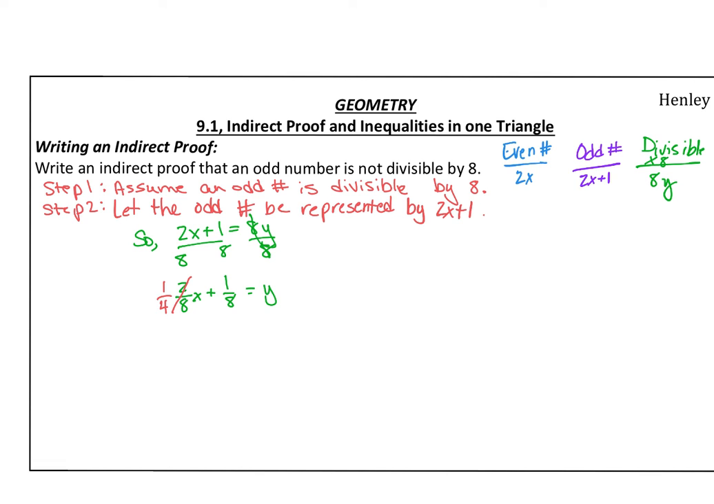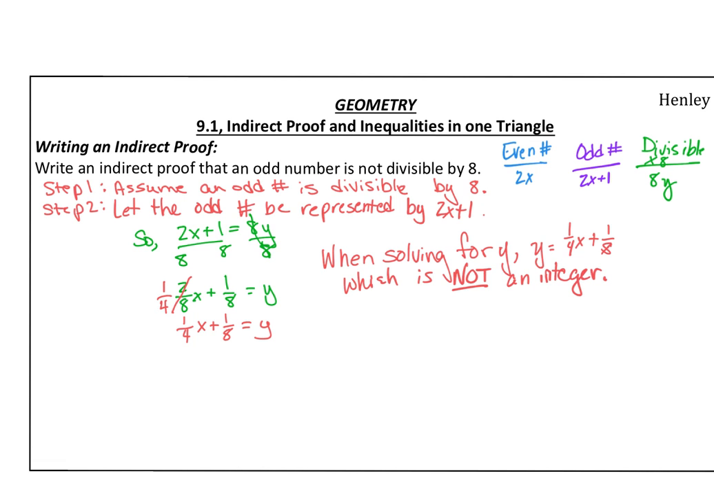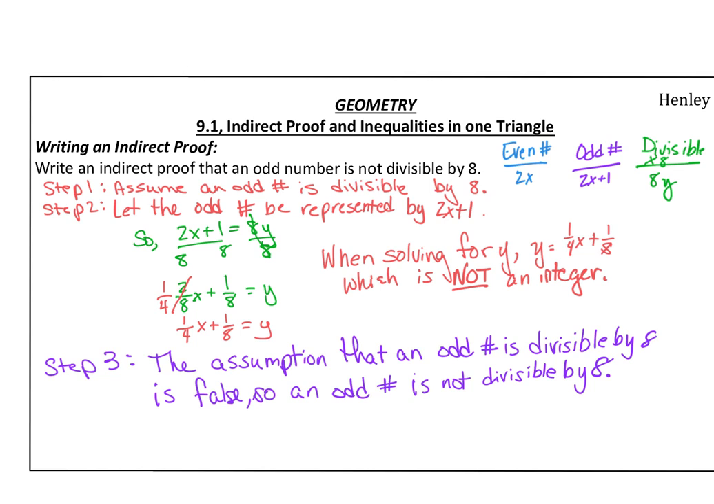1/8 equals y. Now we ask ourselves, what does this mean? When solving for y, y equals 1/4 x plus 1/8, which is not an integer. The assumption that the odd number is divisible by 8 is false. So, an odd number is not divisible by 8.